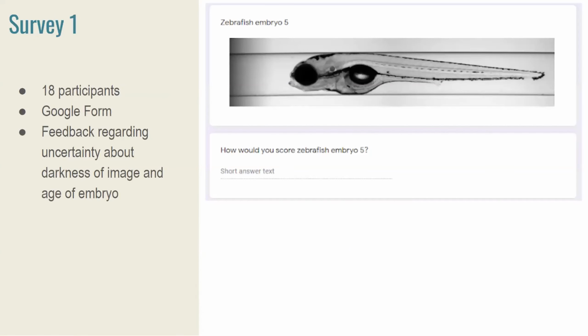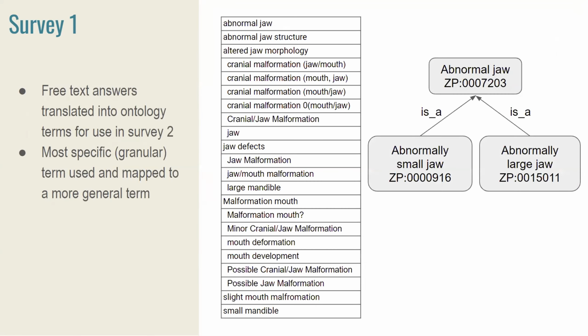And so this is what survey 1 looked like. It was just a Google form with an image and then a blank area for them to do the scoring. We had 18 participants, and we did get feedback regarding uncertainty about darkness of the image and the age of the embryo, which probably had an impact on the kinds of endpoints that people were reporting.